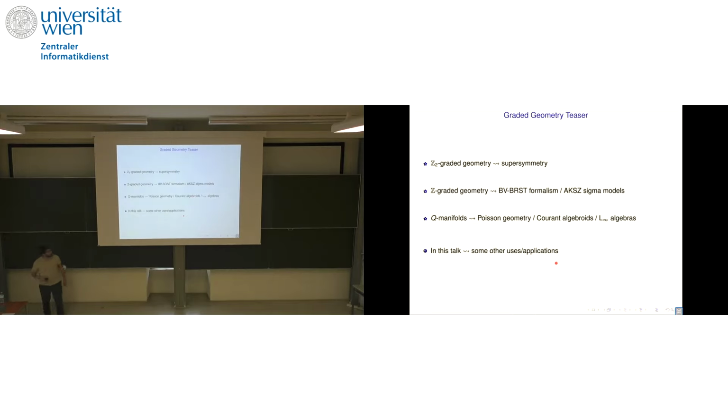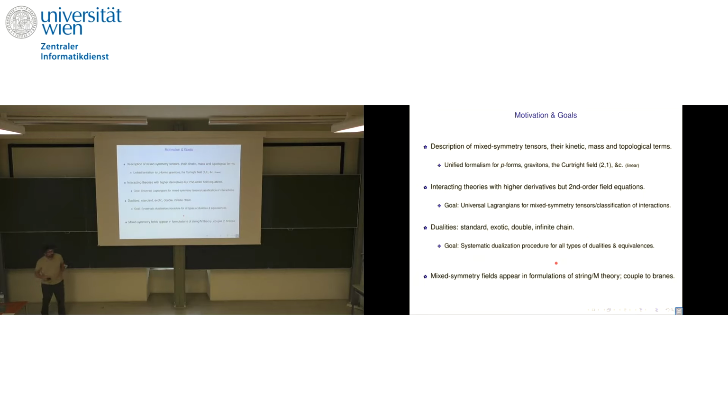So to start with, I don't really need this graded geometry teaser for this focus week, but just to remember a few things. Graded geometry, of course, has applications both in physics and mathematics. In physics, of course, it's supersymmetry, and then the BV-BRST formalism, aka Z-sigma models, that we have heard a lot about in previous talks. But also in the context of Q-manifolds that we have also heard quite a lot about, and Poisson geometry, Courant algebroids, and L-infinity algebras. But these are things that I'm not going to talk about today. Instead, I will talk about something quite simpler and try to find some other applications of using graded coordinates. So here are the motivations and the goals of our work.